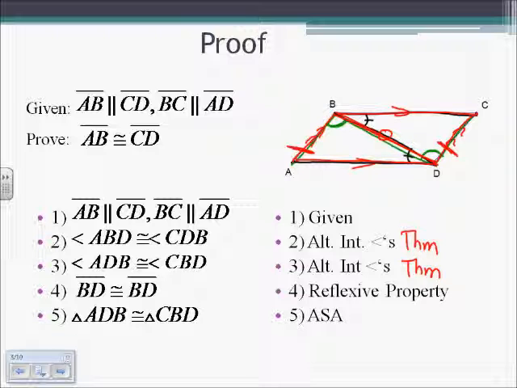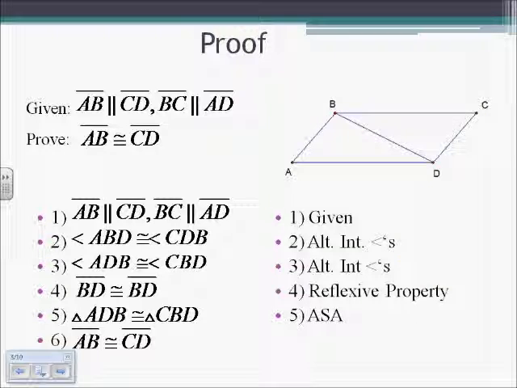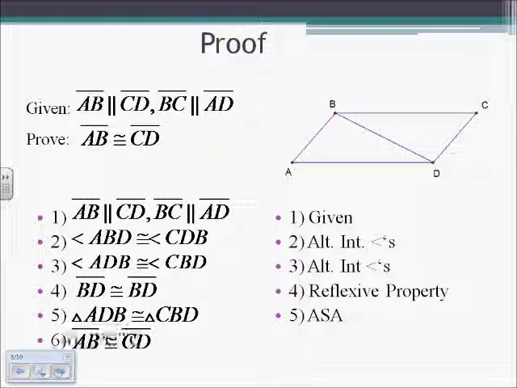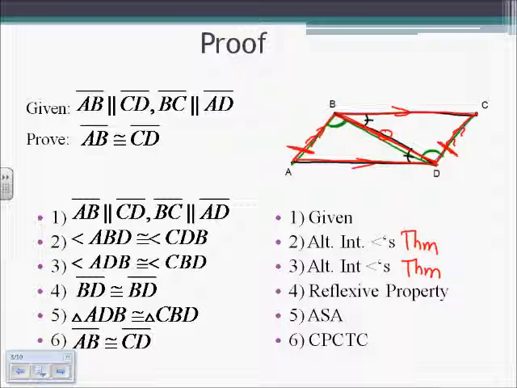And lastly, once the triangles are congruent, then the parts of those triangles are congruent. So AB is congruent to CD by CPCTC. Again, we are no longer satisfied with just proving in step 5 that triangles are congruent. We want to prove triangles congruent and then show that their parts are also congruent.